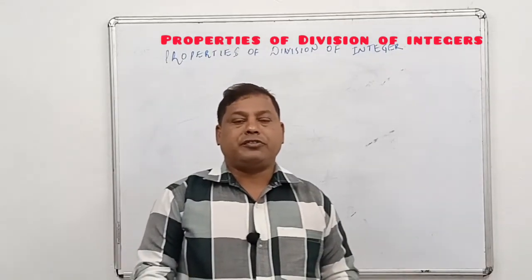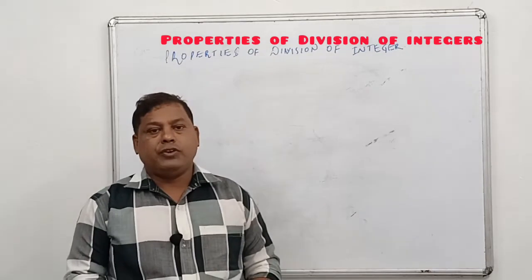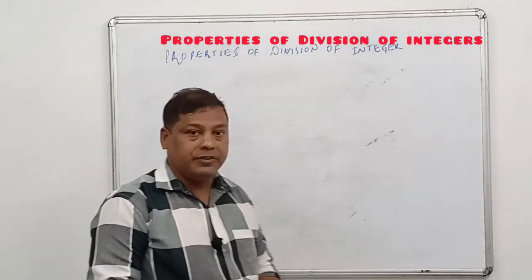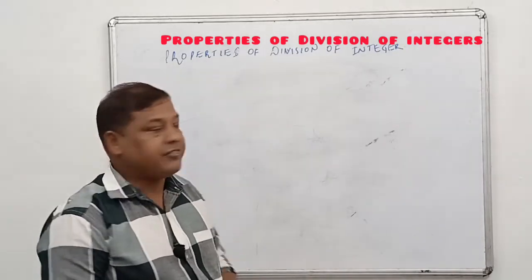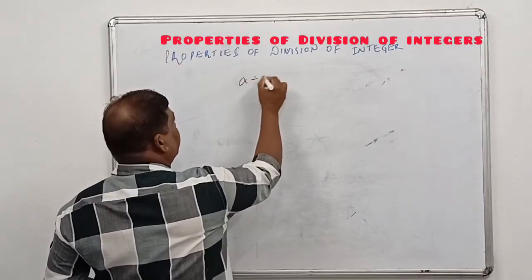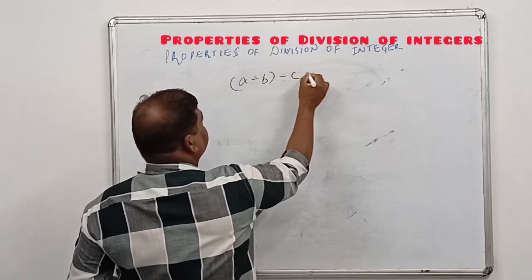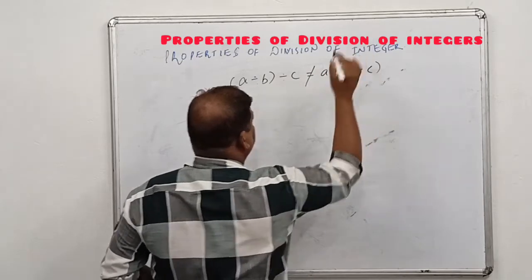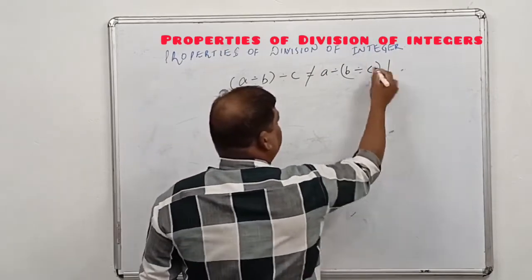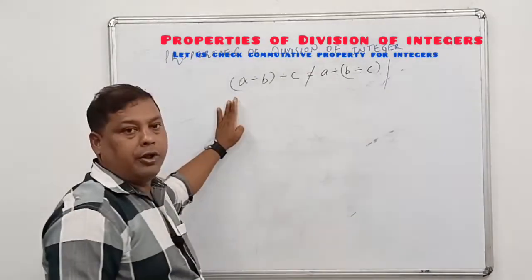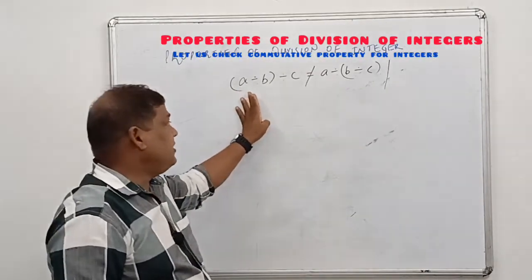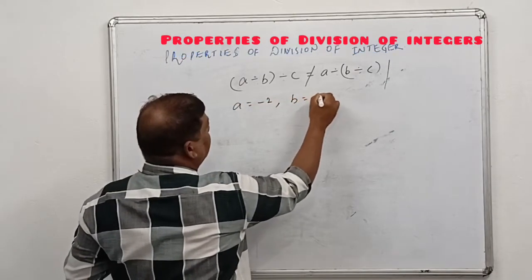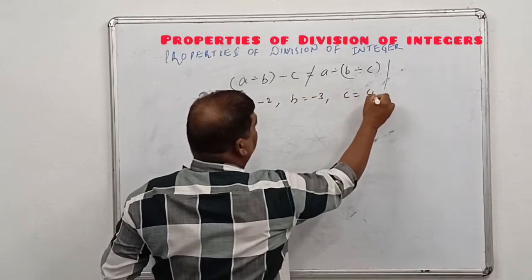Let us check for associative property. As we know, division is not associative for whole numbers. Already we have learned in the previous class that a upon b upon c does not equal a upon b upon c, in whole numbers. Now let us check in integers. Let us take a equal to -2, b equal to -3 and c equal to 4.